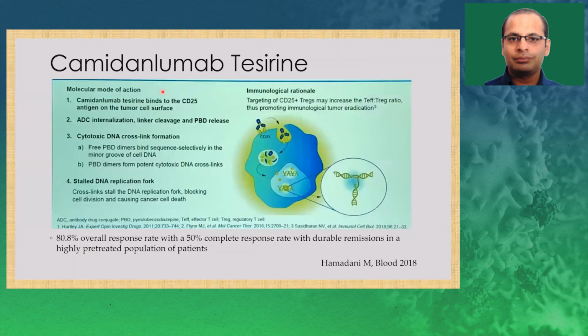And this is a new monoclonal antibody which came into town, a CD25 antibody drug conjugate. Again, it works on the DNA and leads to cell death. It also has targeting of CD25 positive Tregs, which promote the immunological tumor eradication. What we had is an excellent overall response rate around 80% with 50% CR rates.